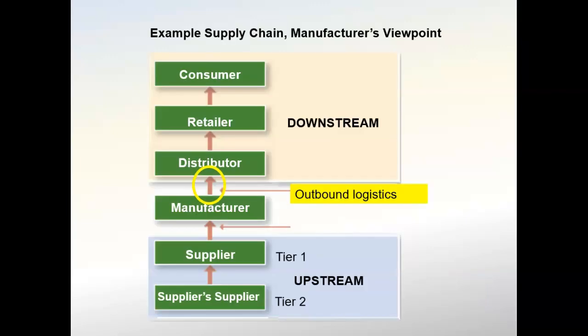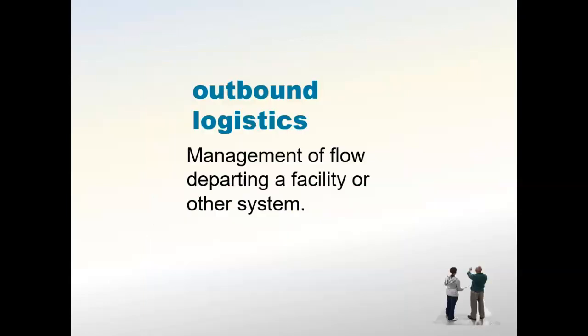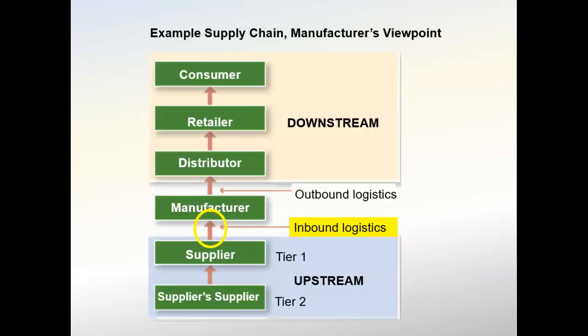While the boxes in figure 9.2 represent organizations, arrows symbolize flow of goods and services. Some arrows represent the outbound logistics for a sending organization. So outbound logistics refers to the management of logistical flow departing a facility or other system. Other arrows represent the inbound logistics for a receiving organization. So inbound logistics refers to the management of logistical flow into a facility or other system.